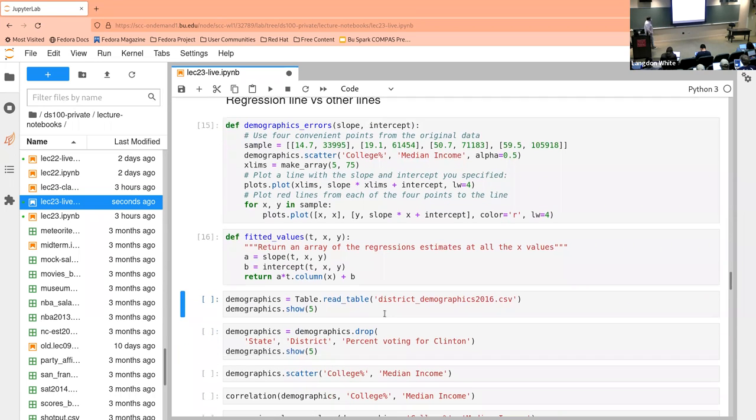And we also make this function called fitted values. Does anybody know what we mean by a fitted value? All right, so that's our predictions. The reason it's called that is, actually, I don't really know the word origin, but it's how it fits.